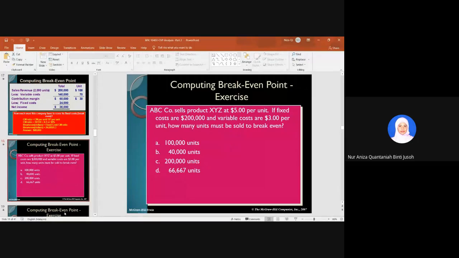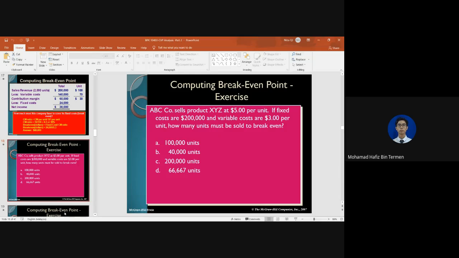Try to answer, either Anas or Hafiz. ABC company sells product XYZ at $5 per unit. If fixed costs are 200,000 and variable costs are 3 per unit, how many units must be sold to break even? Who can answer this?